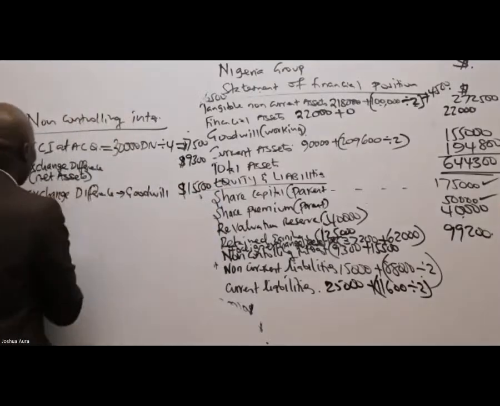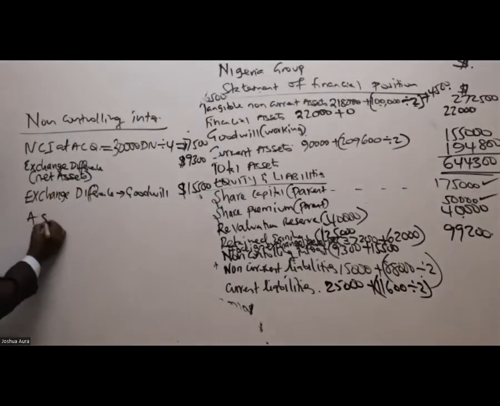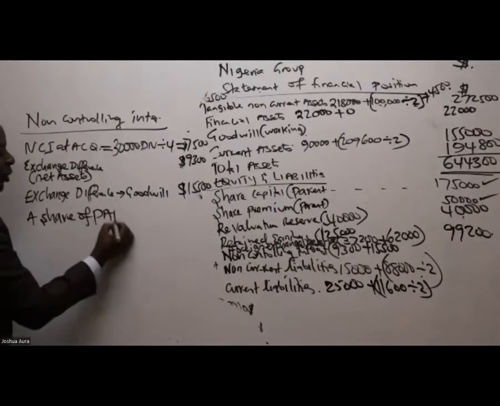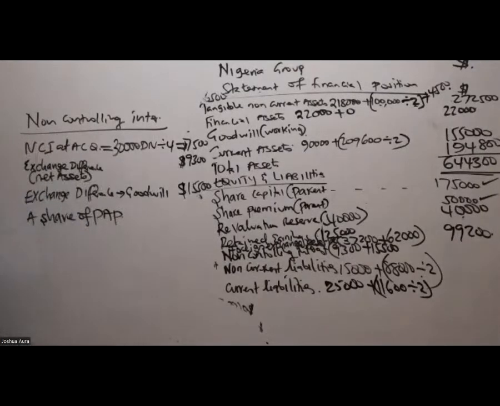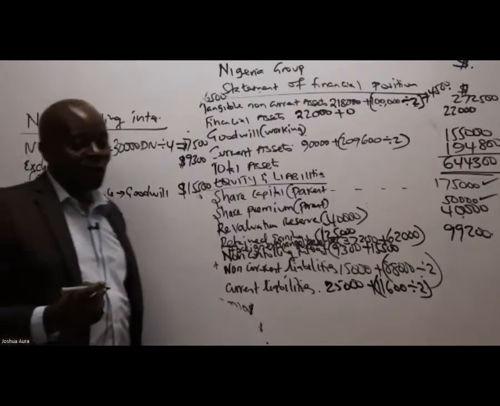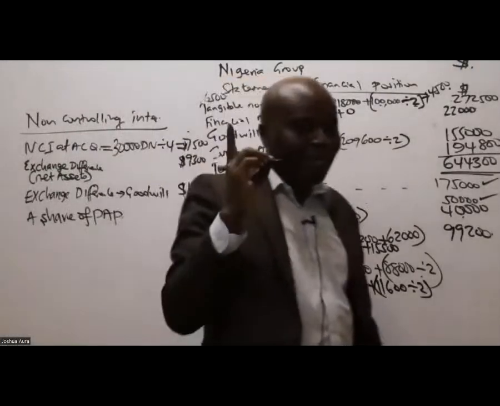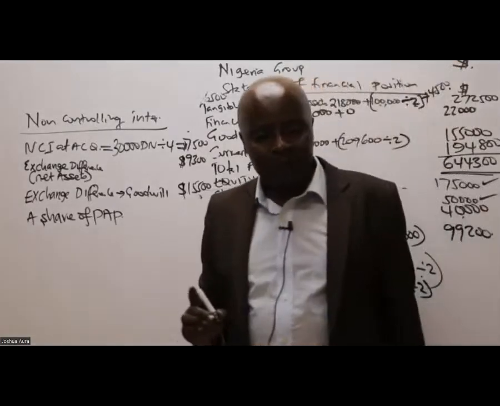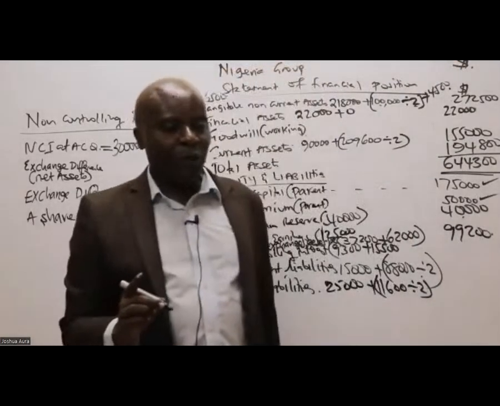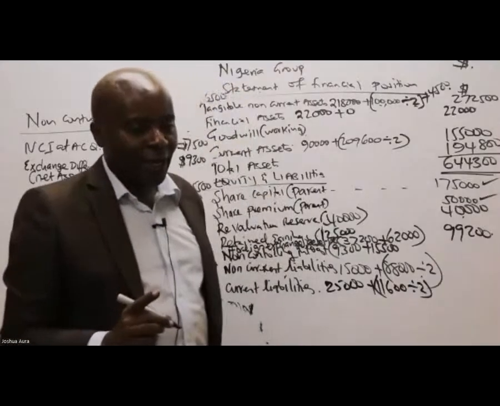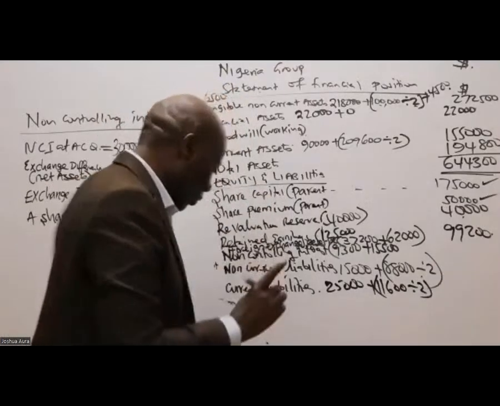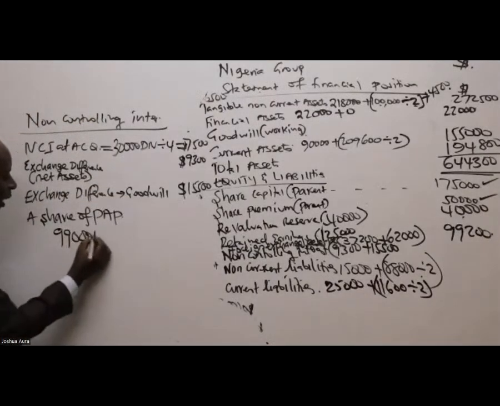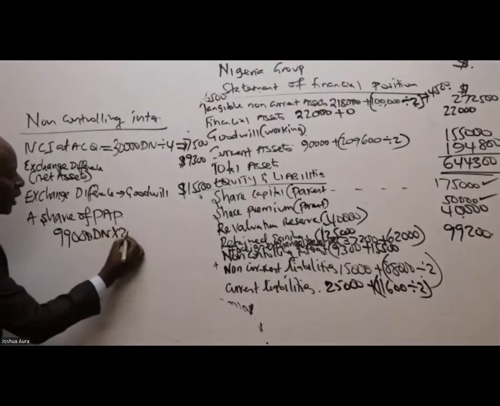Also, these guys must always get a share of PARP. Is there anybody who is able to remember our PARP figure? It was in DNs. Our PARP figure was 99,000 DNs. So of these 99,000 DNs, we are only giving them their share.